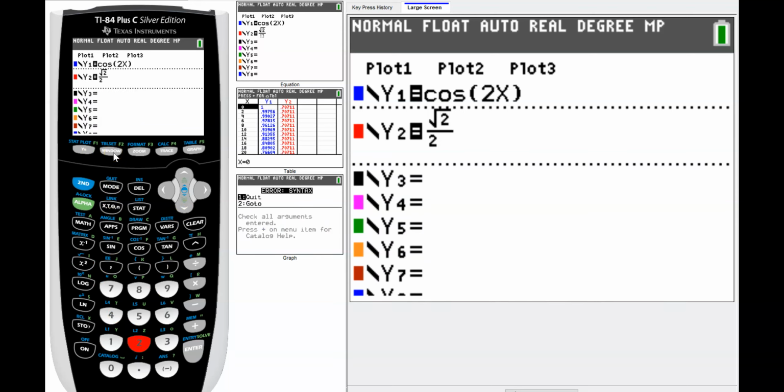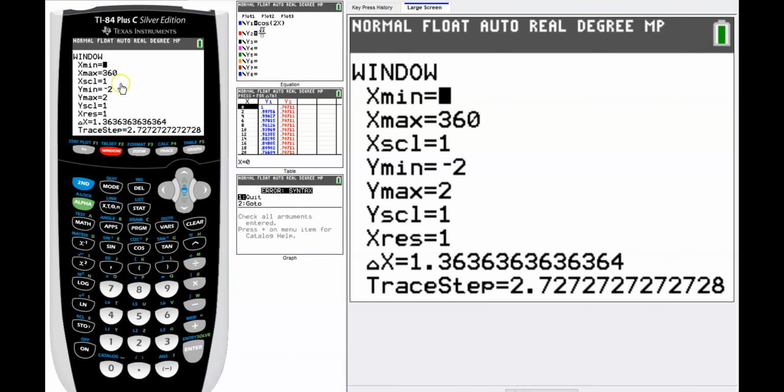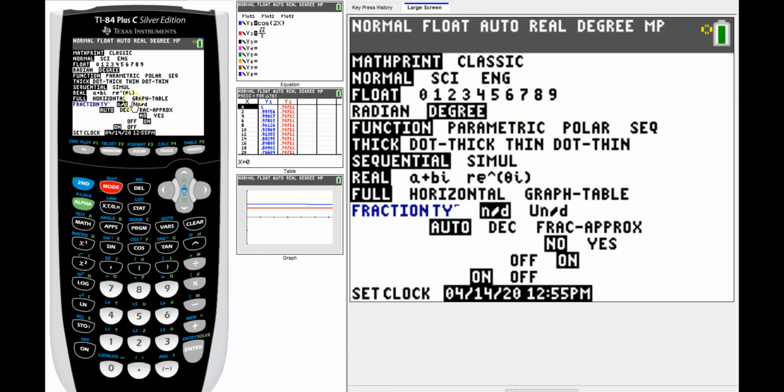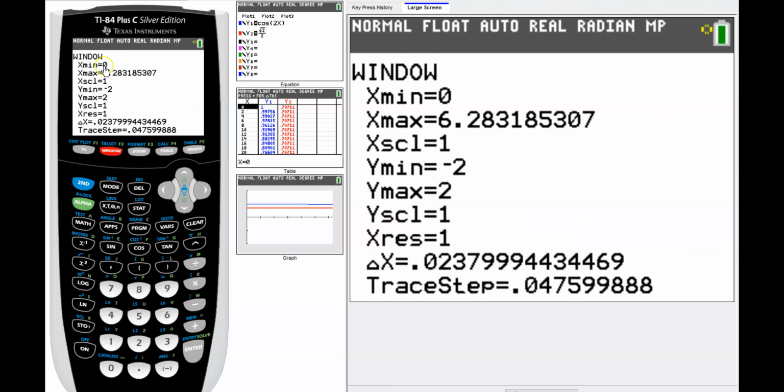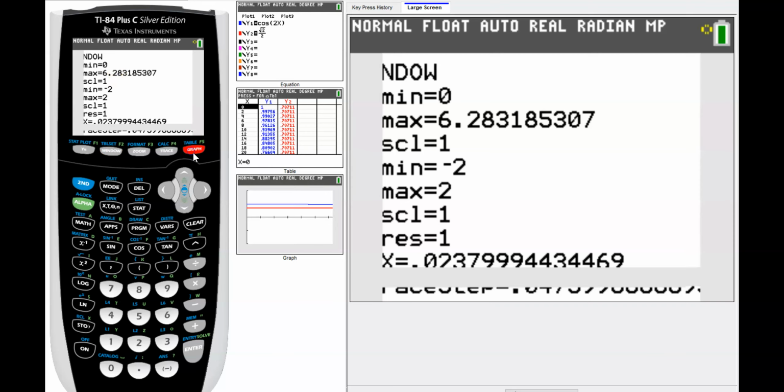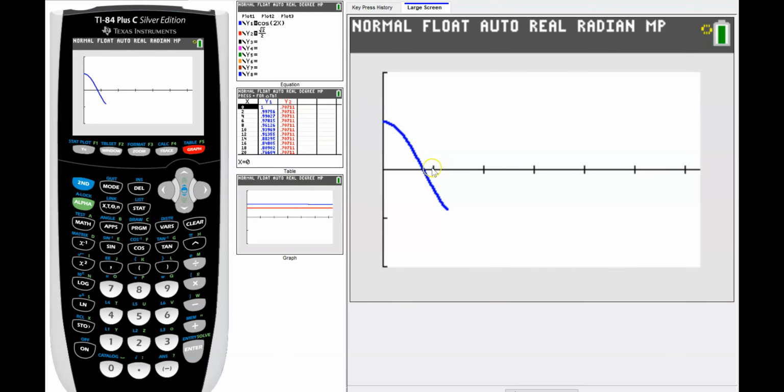And then just like in Desmos, we got to adjust the window. So we're going to go there. Now it's not 0 to 360, it's 0 to 2 pi. Negative 2 to 2 works perfectly fine for this. But we need to make sure that our mode is now in radians, not degrees. Enter. And so we'll make sure everything's good. We're in radians from 0 to 2 pi. Negative 2 and 2, we're good. Hit graph. And you should get that same idea.